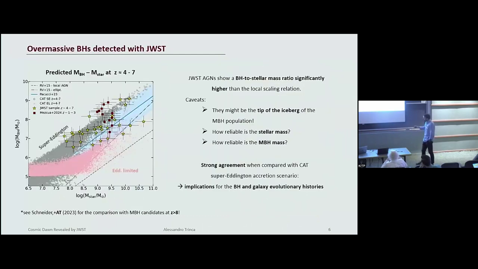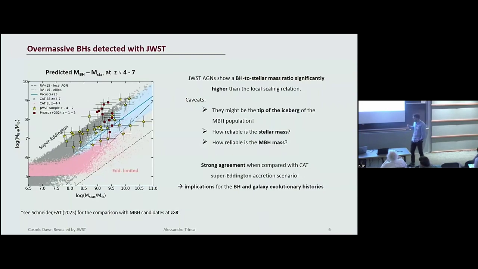And what we can do now is actually to compare the prediction of these models that were developed 2 years ago with all this data that we have from JWST. And especially because, as we heard a lot today, this population of early black holes seems to be very overmassive in terms of black hole mass over stellar mass when compared to a local scaling relation. And you can see there basically the population of objects observed with JWST, and also this potential analogous sample which has been observed now down to cosmic noon.